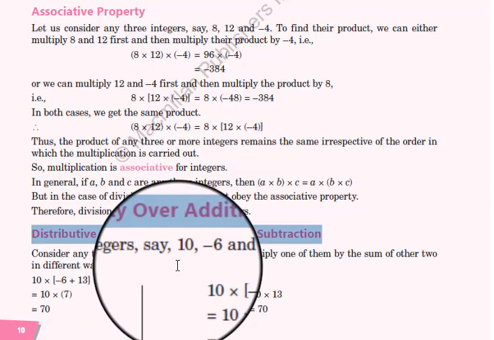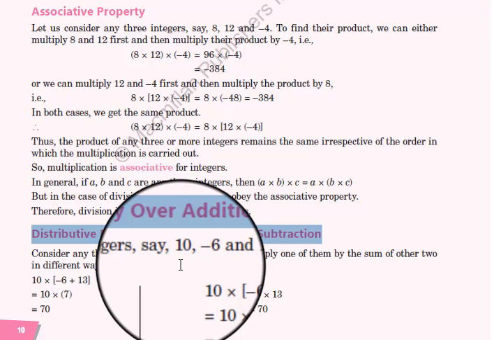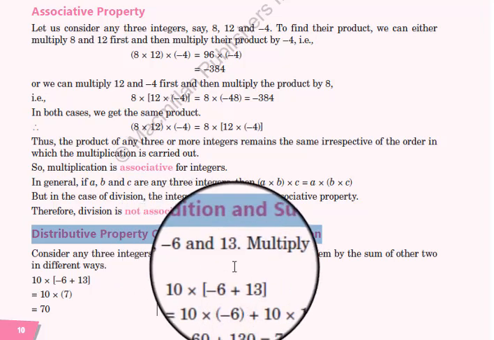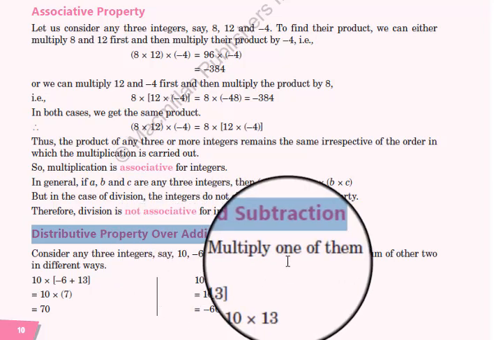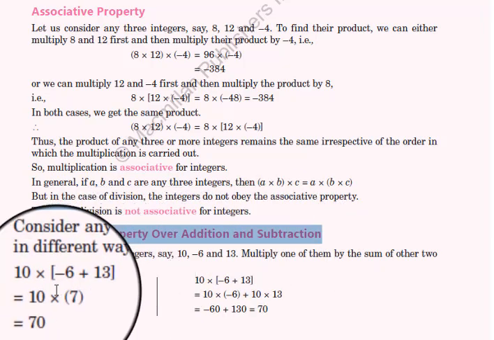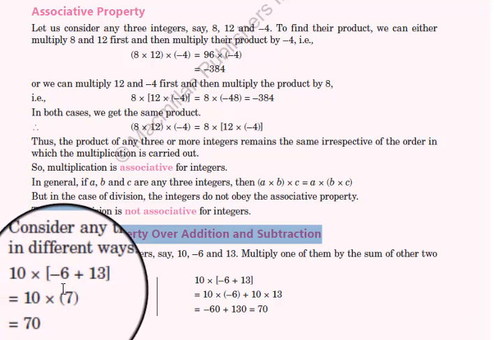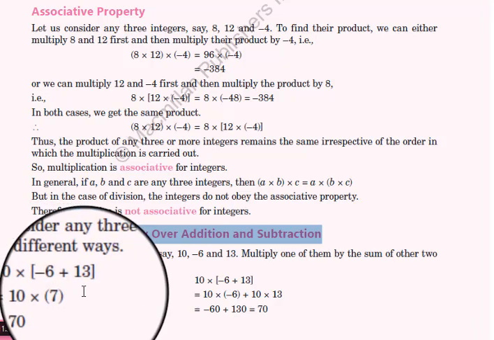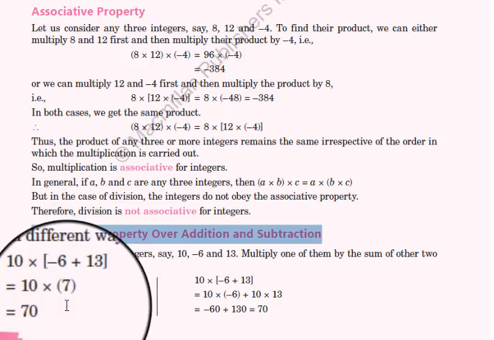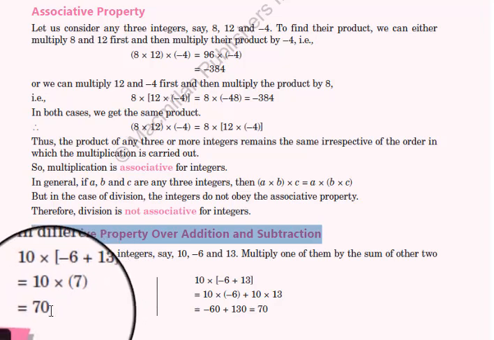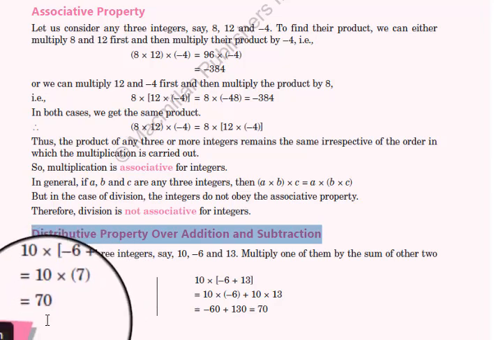Again, they have taken three integers, that is 10, minus 6 and 13. Multiply one of them by the sum of the other two in different ways, that is 10 multiplied by the sum of the other two numbers, minus 6 and 13. On solving, since the bracket is given priority here, minus 6 plus 13 comes out to be 7, and 10 into 7 comes out to be 70.